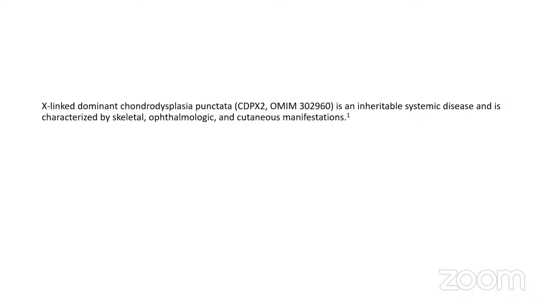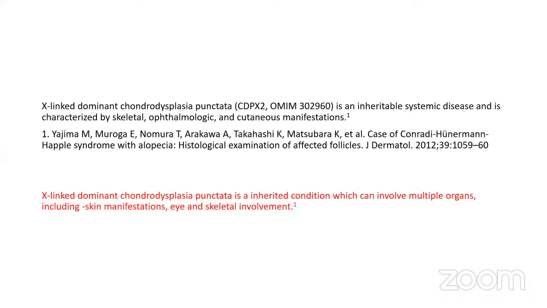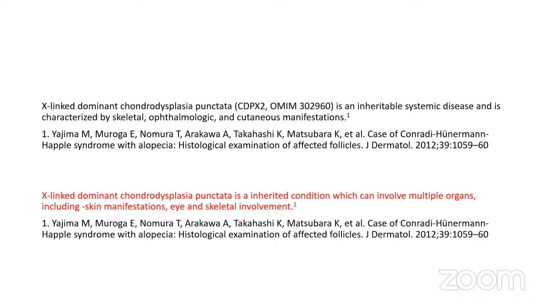Now, just take a look at this. So this is the original statement in a particular article. It says that X-linked dominant chondrodysplasia punctata is an inheritable systemic disease and is characterized by skeletal, ophthalmic and cutaneous manifestations. Now, what I'm trying to say is that you cannot just copy paste this directly into your work. So you need to change it a bit. This is the reference for that particular statement. And here you can see that it is essentially the same message, but it's not exactly the same words. So this is what we call paraphrasing.